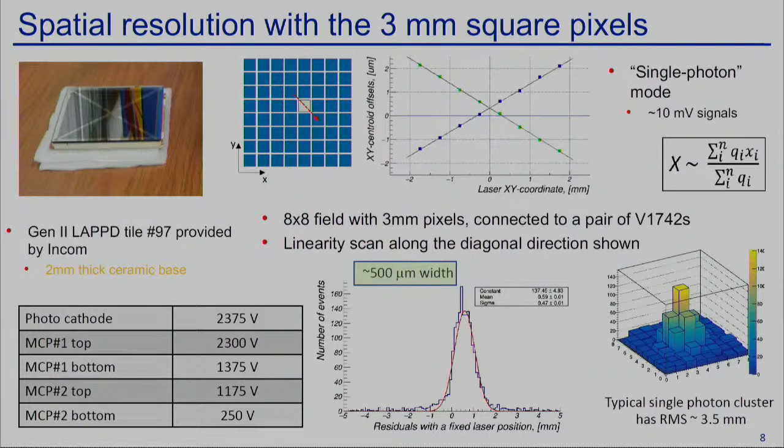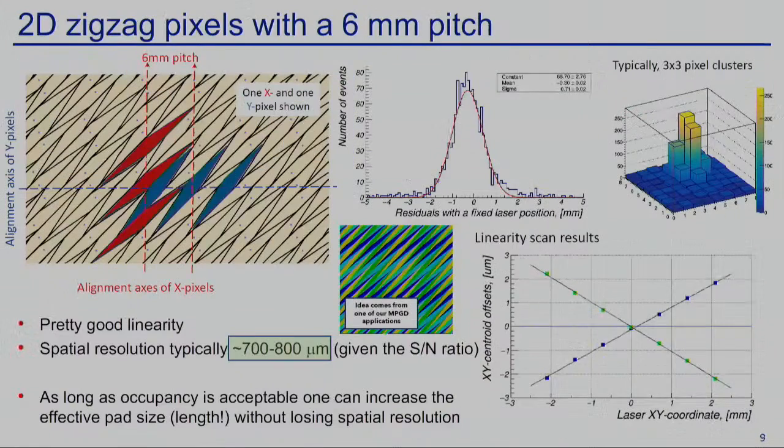Now the measurements with 3 millimeter square pixels. This was tile 97 with thin ceramic base. We have a board with just 8 by 8 pixels. If you make a linearity scan across 1 pixel, you can see that the response of this simple clustering procedure is pretty linear. Once you move the laser, this cluster is moving across the pixelated area, and the width in one spot is something like half a millimeter. It's already better than 3 millimeters over square root 12.